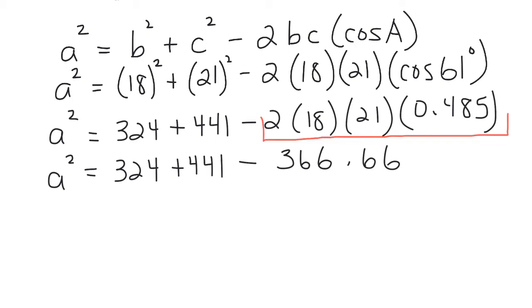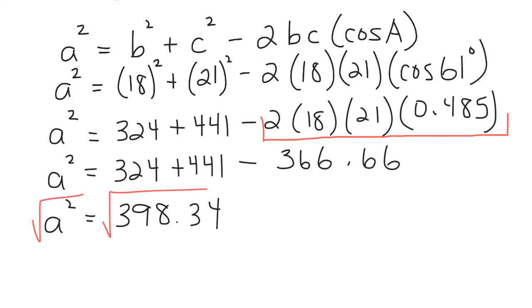And the answer to that multiplication is going to give us 366.66. And now we can collect like terms by performing the addition and subtraction that we see. 324 plus 441 minus 366.66 is going to give us 398.34. Our final step is to take the square root of both sides so that we can isolate for side A.